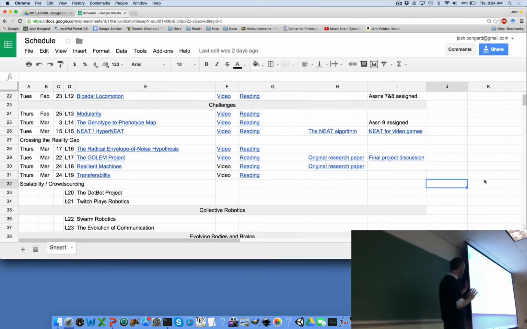So again, we're going to go through the details of resilient machines in a moment, but just keep in the back of your mind, the basic idea here is evolve controllers and also evolve the physics engine itself.